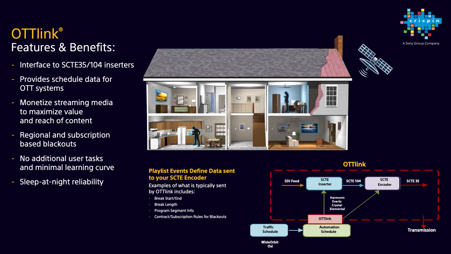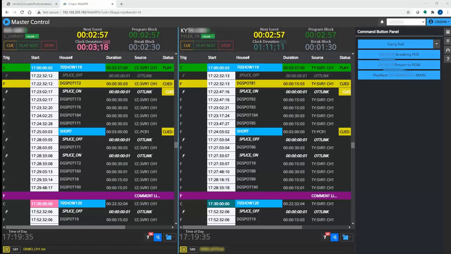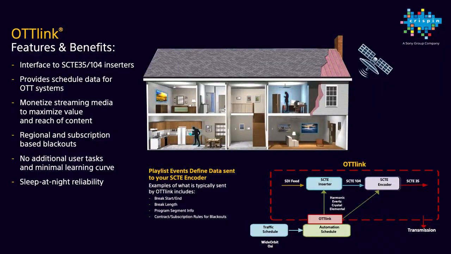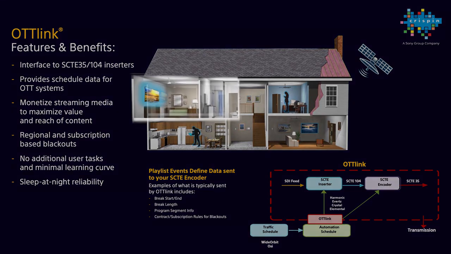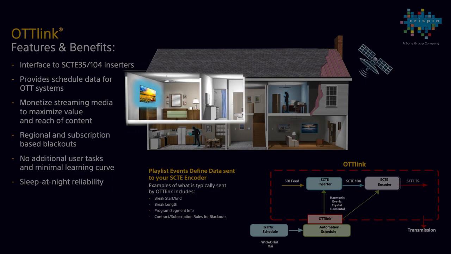You may have noticed on our screen in our playlist that several of my playback events had secondary events for splices, a splice off and a splice on, and those are part of our OTT link itself. So it's one of the most commonly used things for it. So what is it? It's an interface to a growing number of SCTE 35 and 104 inserters. It provides scheduled data for downstream OTT systems. It can send direct splice immediate or splice normal messages as needed to SCTE inserters for them to be able to do that.